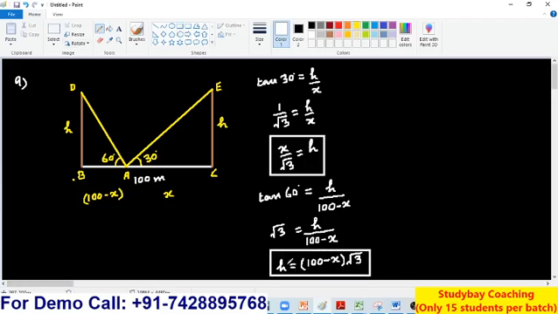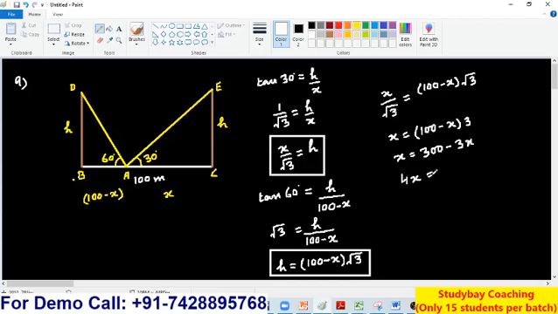Now you can see that on the left hand side we have h, so we can equalize both of them. So here we have x upon root 3, and this will be equal to (100 minus x) root 3. Cross multiplying, this will be x equals (100 minus x) into 3, so x will be equal to 300 minus 3x.